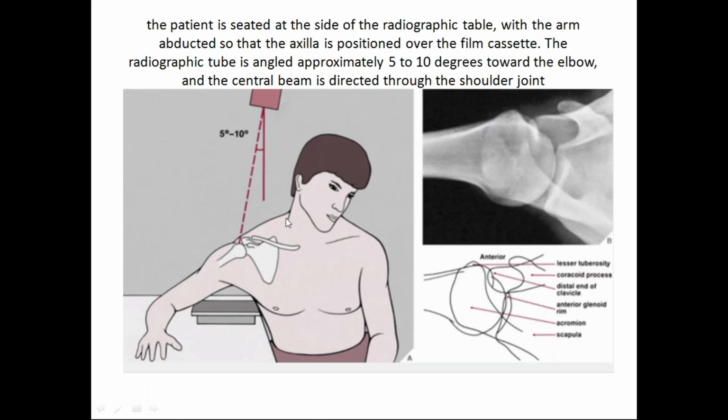This is the axillary view. Here we can mainly see the contour of the glenoid cavity and also the humerus head. This is the coracoid process, which indicates the anterior portion of the joint. This is the acromion process, which indicates the posterior aspect of the joint.